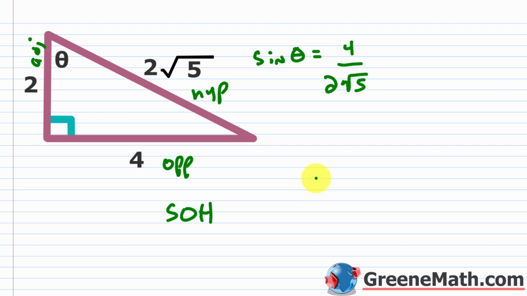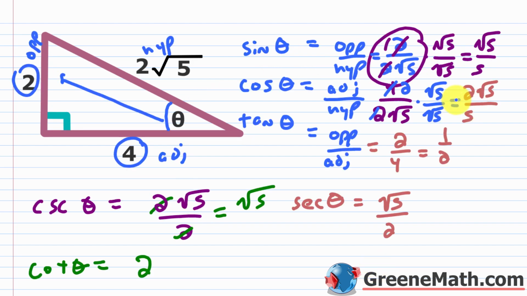You do need to rationalize the denominator here. So let me cancel this with this and get a 2 here. So 2 over the square root of 5. So this is multiplying by the square root of 5 over the square root of 5. And you're going to get 2 times the square root of 5 over 5. Now I want you to notice something. Sine of theta here is the same as cosine of theta here. We're going to talk more about this in a moment, but I just want you to notice that.